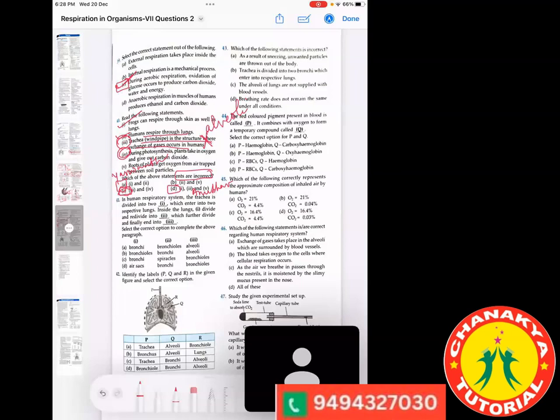Now, coming to the fourth statement, during photosynthesis, plants take in oxygen and give out carbon dioxide. No, ma'am, it is opposite. Plants will be taking in the carbon dioxide and giving out the oxygen. So the third and fourth statements are wrong. That is why the answer will be C. Ma'am, I think it is written correct.